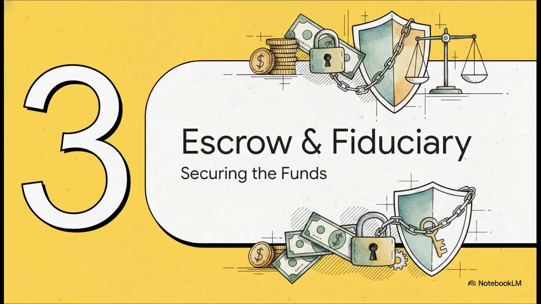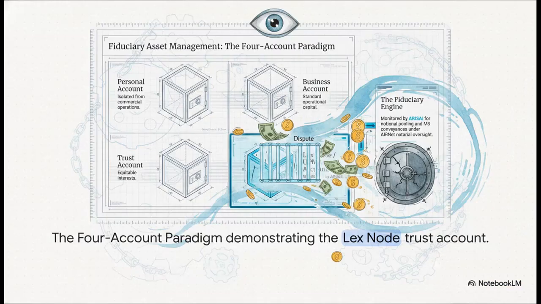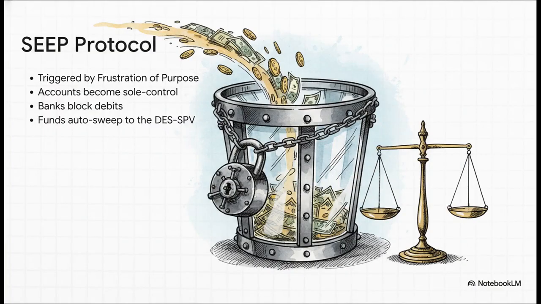Okay, Section 3, Escrow and Fiduciary Protection. Let's see how this builds into an actual physical safeguard for the funds. Because if you pause payment, you still have to prove you actually have the money. This is where the 4-account paradigm comes in. Instead of just refusing to pay and holding the cash, the funds are safely swept into an isolated LexNode trust account. They are fully reserved, held strictly under fiduciary control, and completely separated from your operational capital. This happens through the SEEP protocol, or Special Event Escrow and Payment.